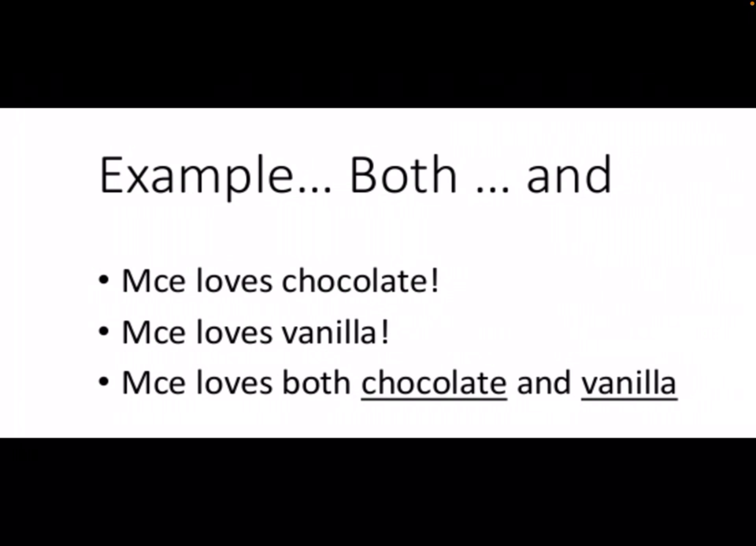MC loves chocolate. MC loves vanilla. MC loves both chocolate and vanilla. So here we have two sentences. Why should we write two sentences when we can use a conjunction and only write one sentence? That's too much. Too many sentences to write. So, MC loves both chocolate and vanilla.